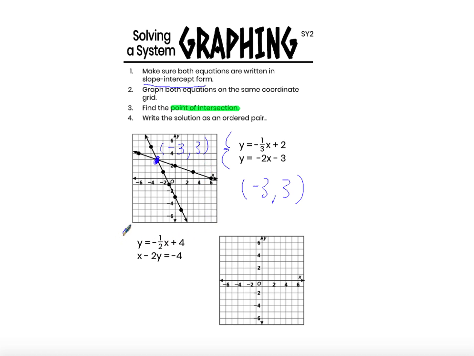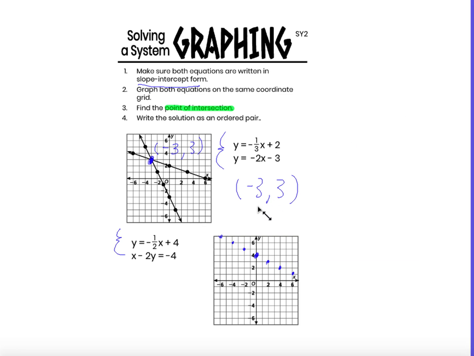So here is our second system. We are going to graph both equations and then find the point of intersection. This first one has a y-intercept of (0, 4) and then a slope of negative 1/2. So I'm going to go down 1 over 2, down 1 over 2, down 1 over 2, and then backwards, up 1, left 2, up 1, left 2, up 1, left 2. So then I can graph or connect those points with a straight edge and arrows.